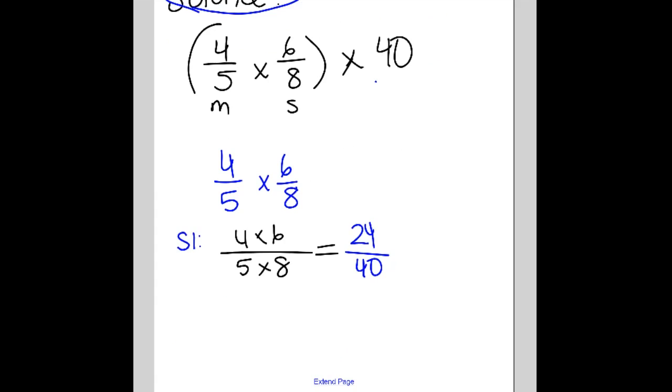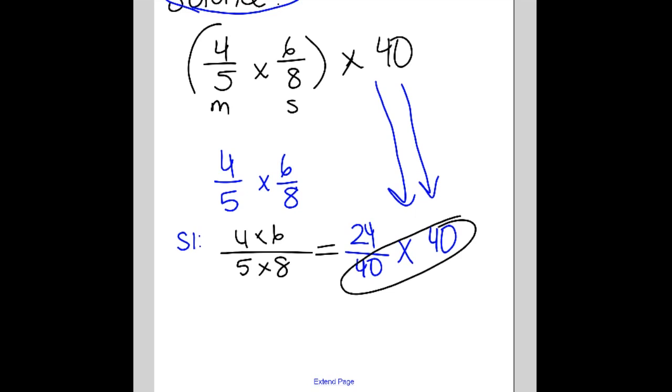We're going to bring down our multiplication, bring down our 40. Now, remember that trick I taught you before where you diagonally divide? That's what we're going to do here so that we make it easy. So if you can see our 40 and our 40, those are going to cancel each other out and end up being a 1. So it's going to be a 1 down here, and a 1 up here. So now our new equation is 24/1 times 1.